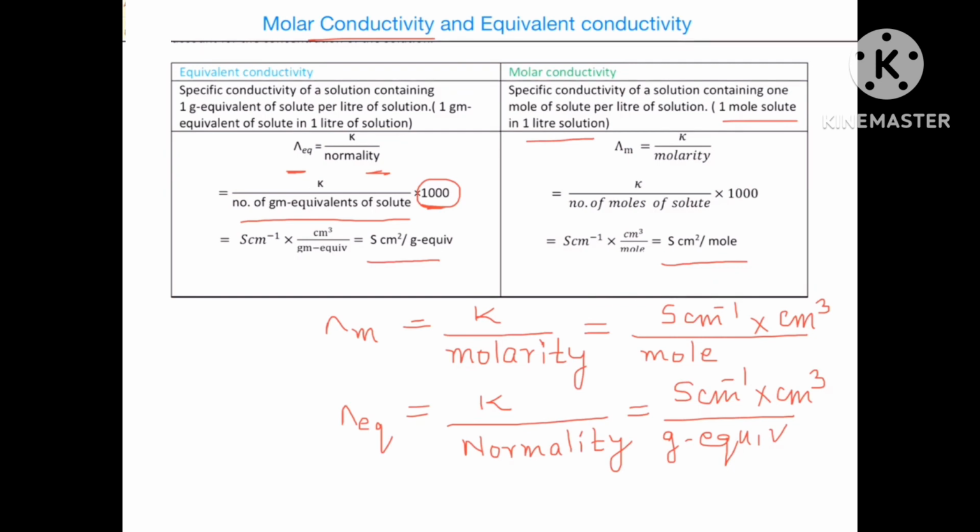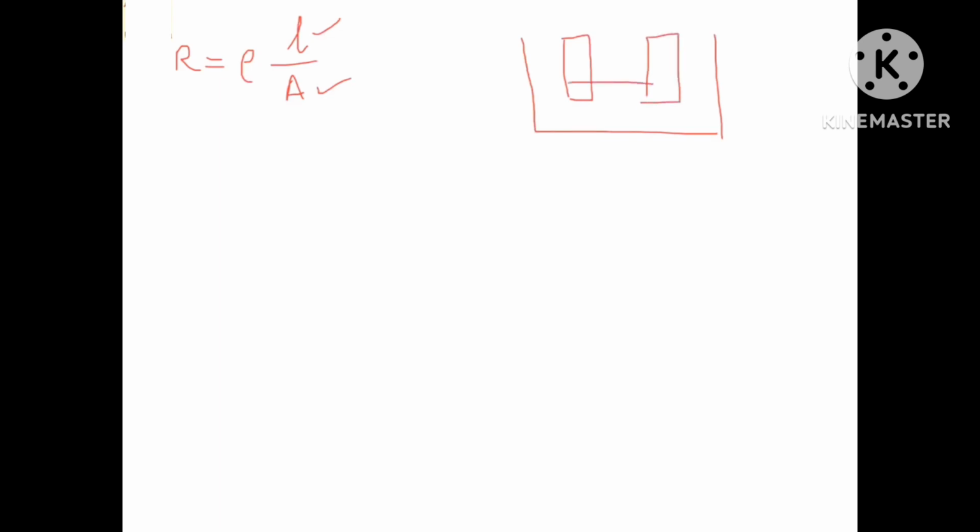Makes the things easy. We are going to introduce a new expression over here. Now, we know that in solid conductors we spoke about L upon A. Do you recall that? Yes, R is equal to rho into L upon A, where L was the length of the conductor and A is the area of cross section. When we talk about solutions, we talk about the area of the electrodes, which is such that the whole of the solution is contained between them.